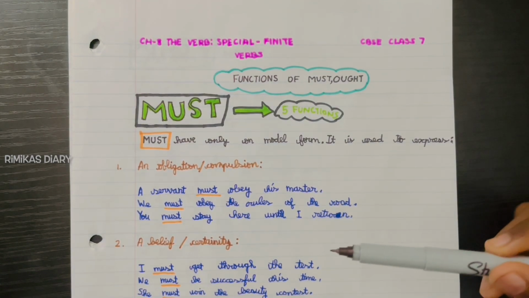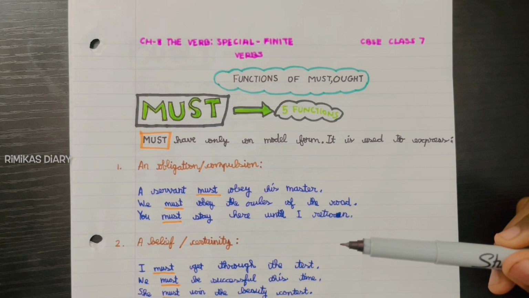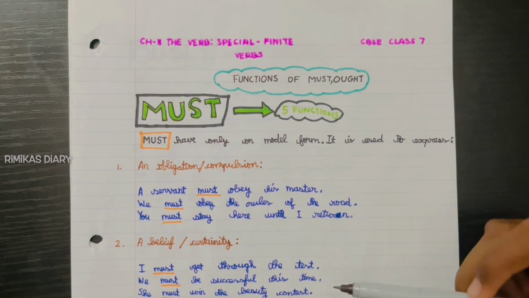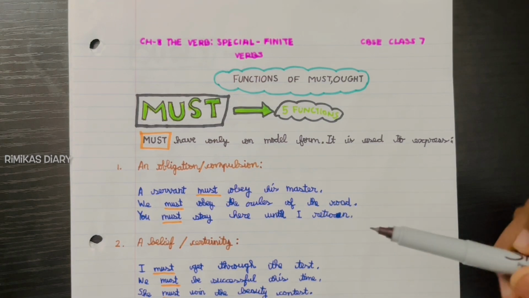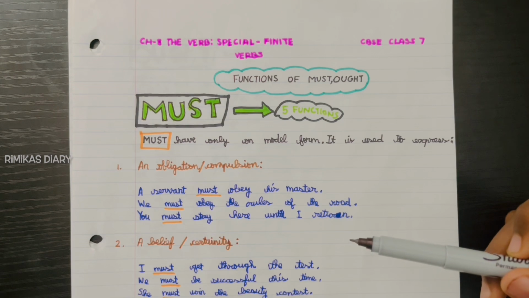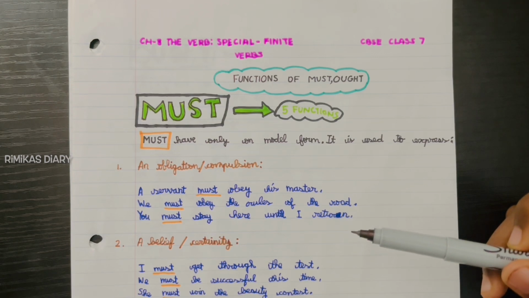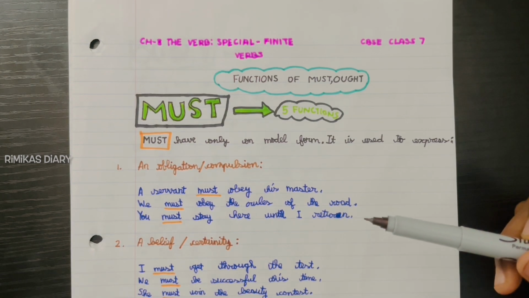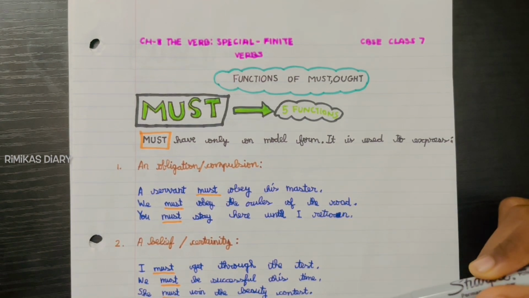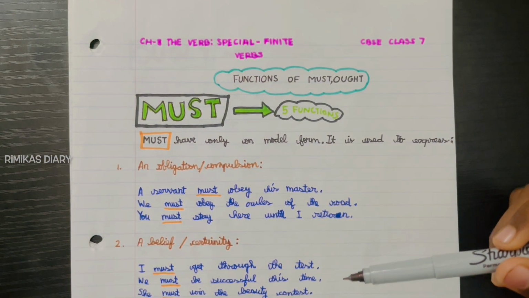Second function, a belief or certainty. I must get through the test. We must be successful this time. She must win the beauty contest. So these are all beliefs. It's like I have a belief that I will get through the test. We have a belief that it will be successful this time. And she has a belief that she will win the beauty contest.